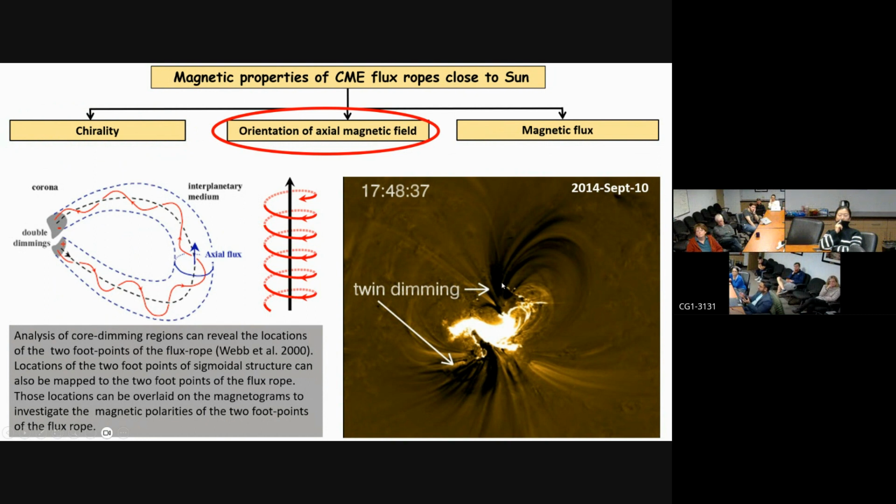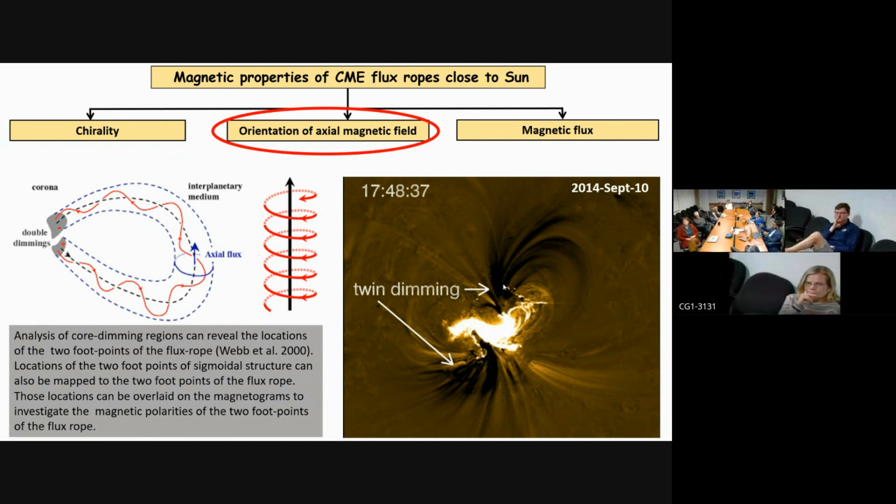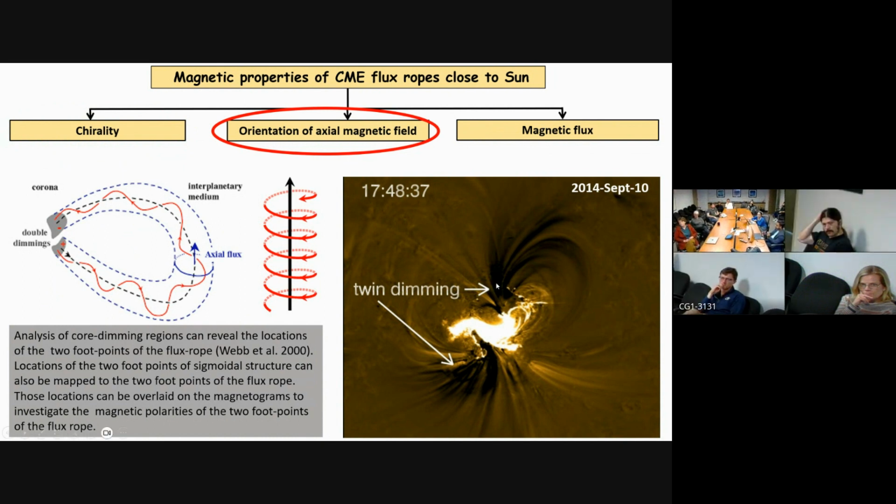When this structure erupts from the sun, a huge expulsion of mass occurs through its legs. Due to the expulsion of the mass, there is a depletion of density at the two legs of this flux rope, so you see a reduction in intensity in the UV images. In that way, you can locate where the two footpoints, or the two legs, of the flux rope are attached in the sun.